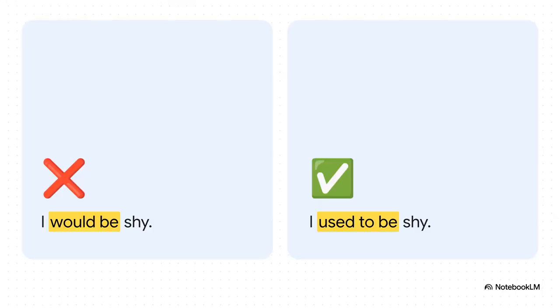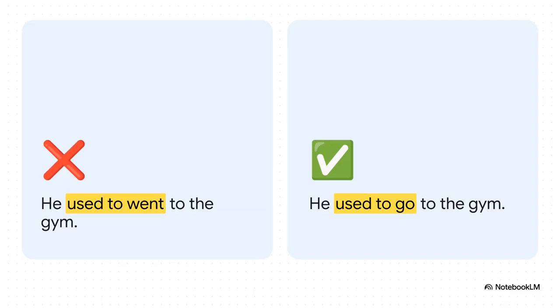Here's another key distinction. You might hear people use the word would to talk about past habits, and for actions, that's often okay. But, and this is a big but, for states, like feelings or conditions, you have to use used to. You just can't say, I would be shy. It has to be, I used to be shy. Oh man, this next trap catches almost everyone. It goes right back to one of our first rules. Always use the base verb after used to. It is so easy to forget and say something like used to went. But remember, used to already takes care of the past. It's always used to go.